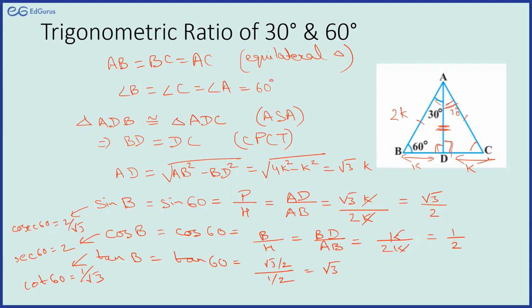Okay, and similarly from this 30 degree triangle, we can find all the trigonometric ratios, sin 30, cos 30, tan 30, using the angle with respect to angle BAD, because now we know all the sides. This is 2K, this is K, this is K. We can find those values. Okay, so let's move forward.